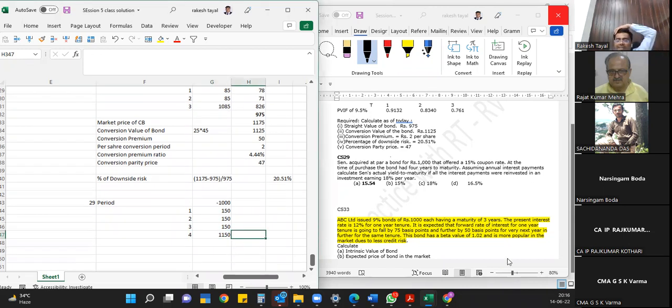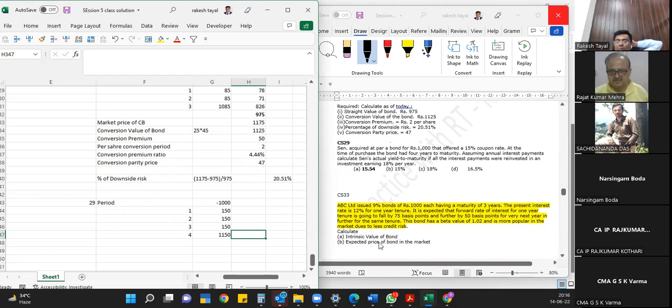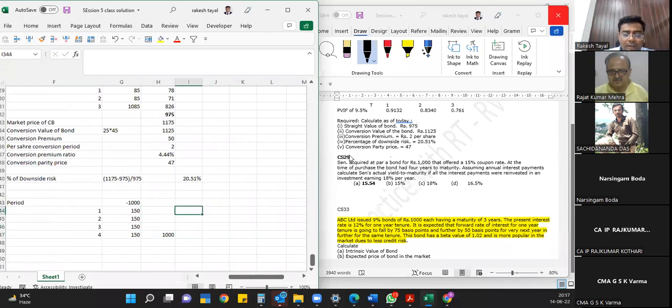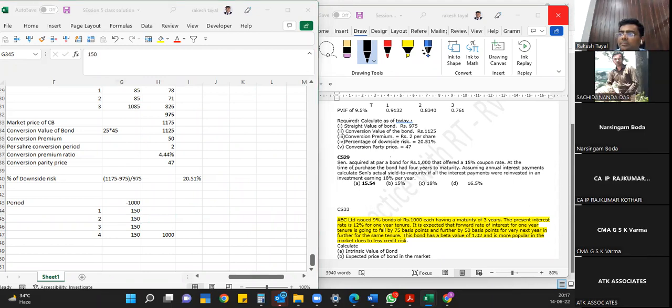In this, he is saying that we need to calculate the intrinsic value of the bond and expected price of the bond. So we have to calculate the value of bond, assuming all the interest payments we will reinvest at 18%. So when will he get the full amount? So at the 4-year end, he will get what? He will reinvest this 150 rupees.